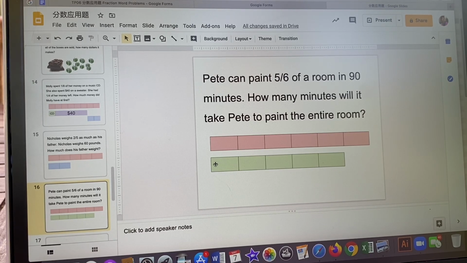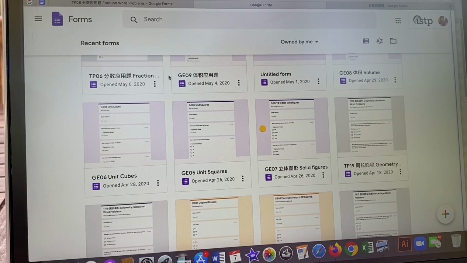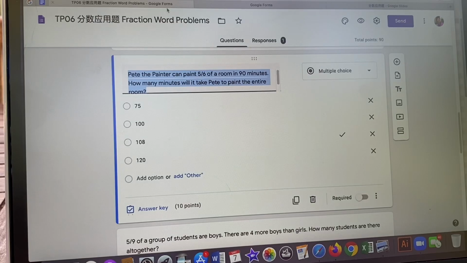So each block will be how many? 15 minutes, right? No, 5/6 is 90 minutes. So this is 18, 18, 18, 18, 18, and altogether 18 times 6, 6 8 48, 108. The answer will be 108 minutes. Let's see if this is my answer. Oh, this stopped again. Okay, 108. Yes, I did it right.